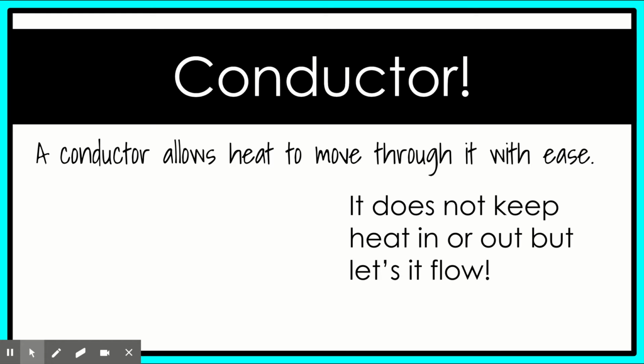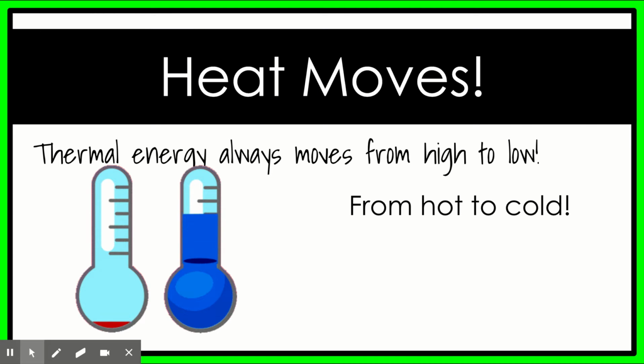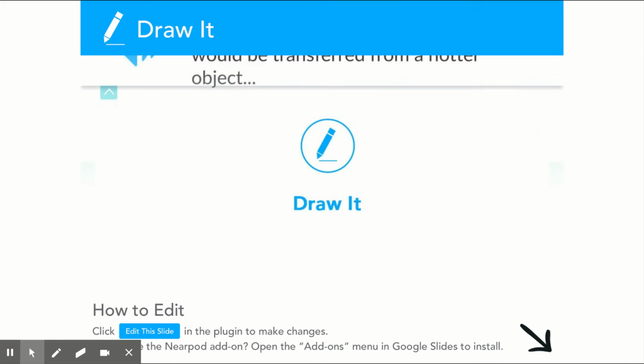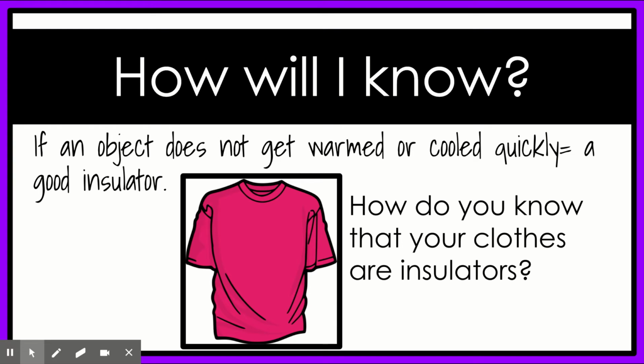So from yesterday, a conductor allows heat to move through with ease. It does not keep heat in or out, but it lets it flow. With conductors, we have aluminum and steel and gold and all those metals that allow heat to move from high to low, because heat does always move from hot to cold, or high to low is another way to say it. But insulators are a little bit different. So we will know an object is an insulator if it doesn't get warmed or cooled quickly. A good insulator does not get warmed or cooled quickly.